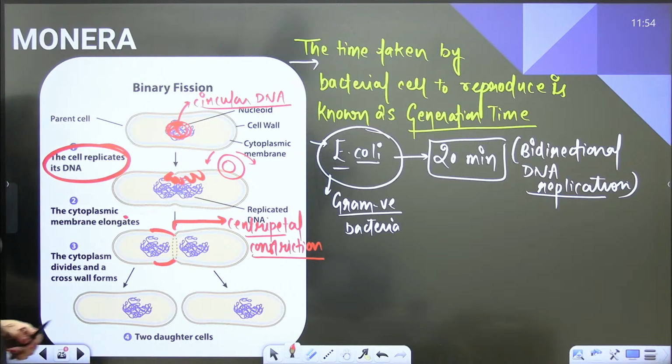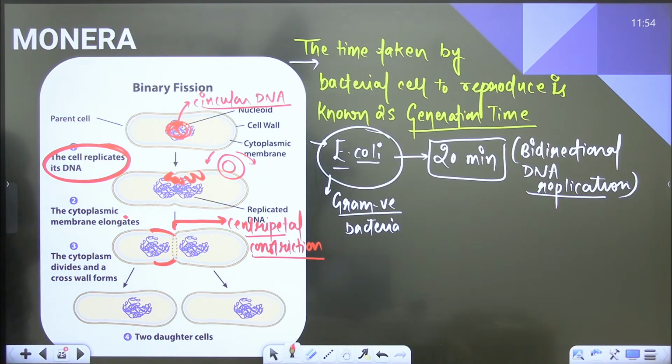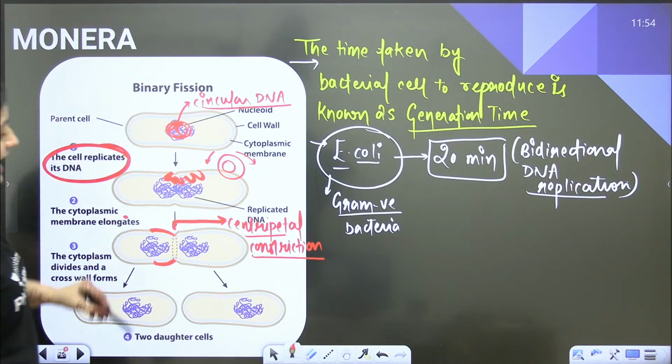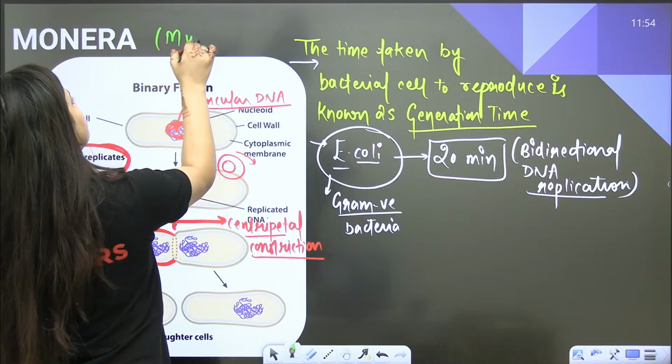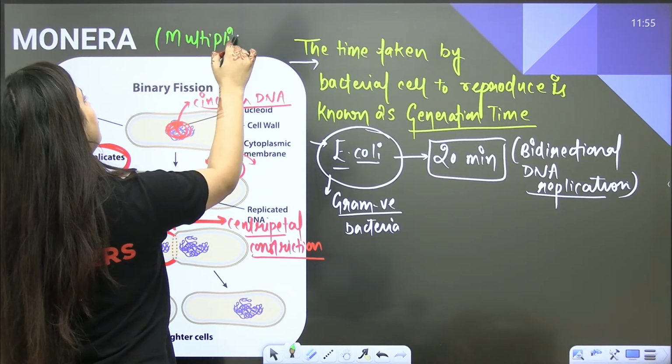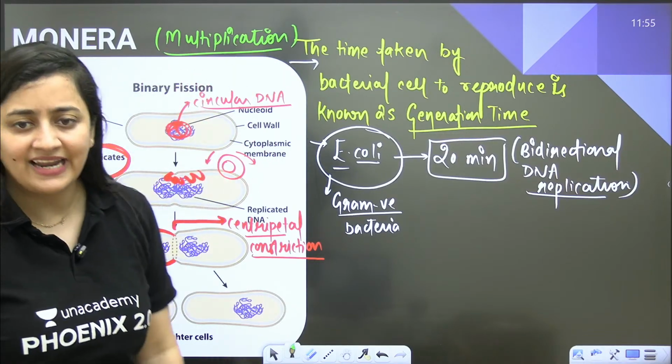Right? Okay. Is that clear? Any doubt? Because next is sporulation. So here, what is happening? This is binary fission. Multiplication is going on. Can I say so, students?